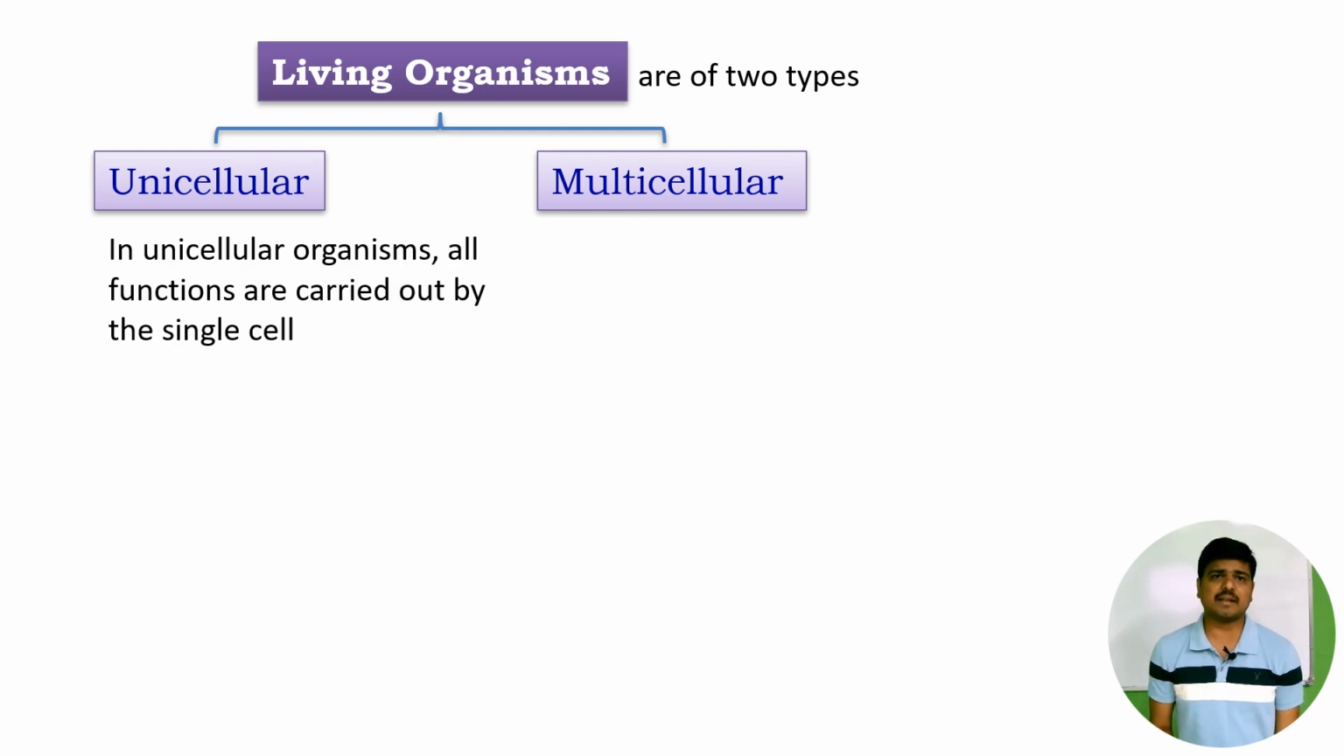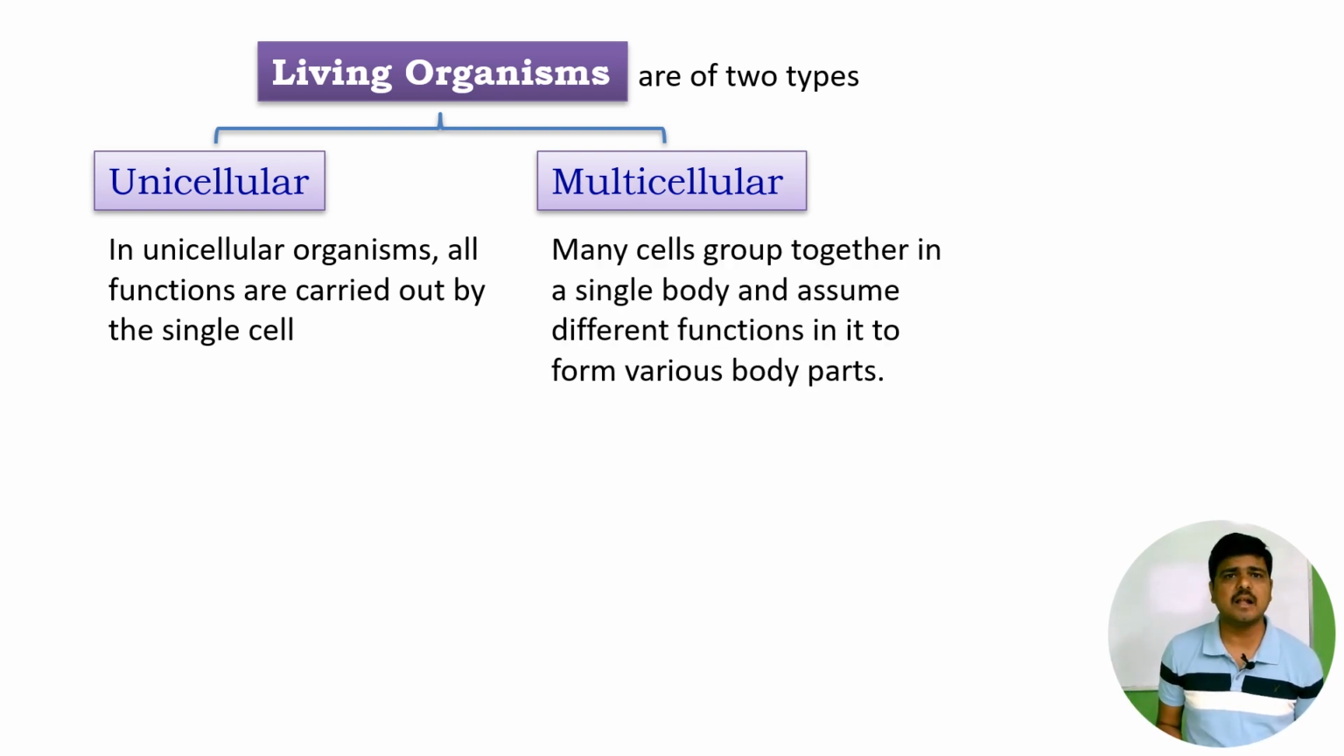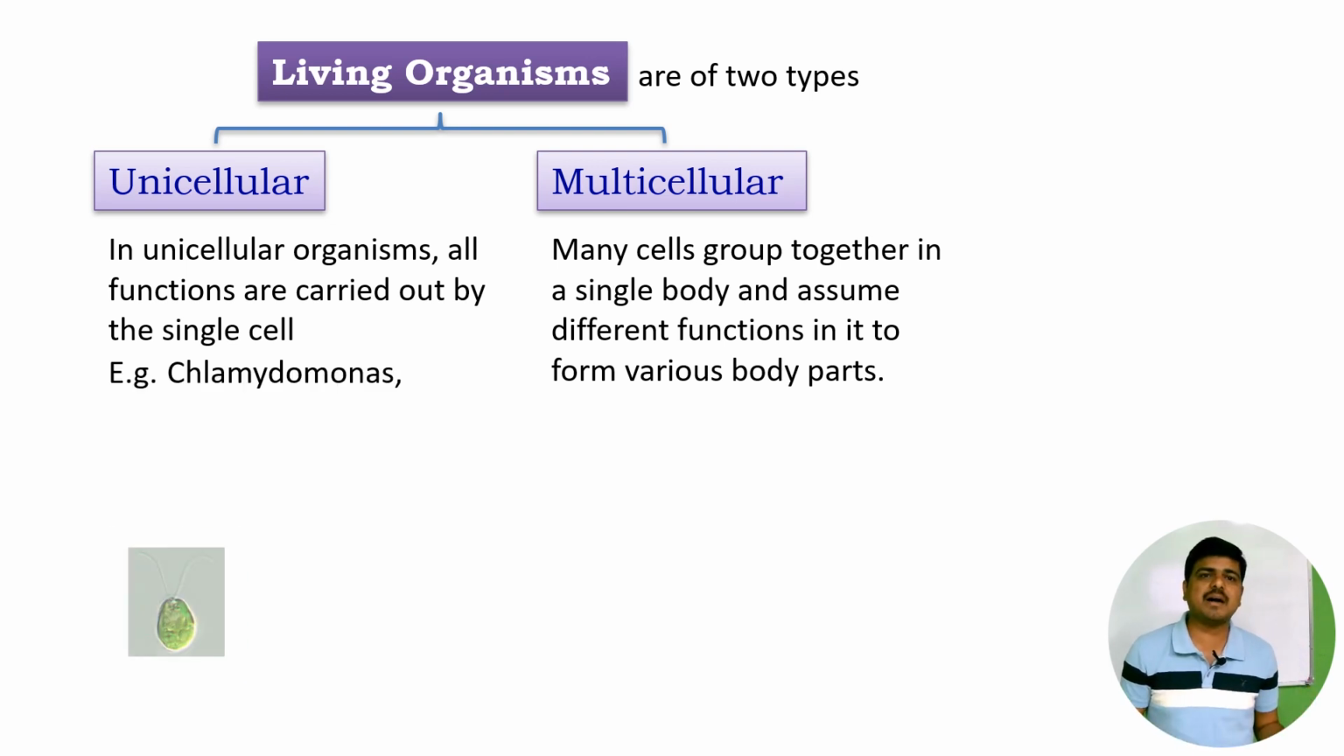In unicellular organisms, all the life functions and all the activities are carried out by a single cell, whereas in multicellular organisms, many cells group together in a single body and assume different functions so that they can form various parts of the body.